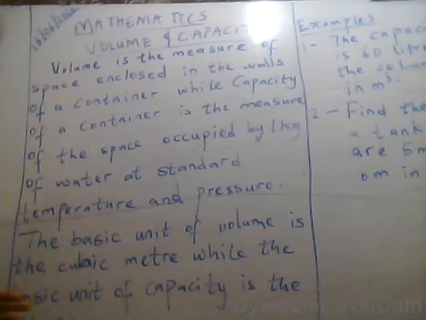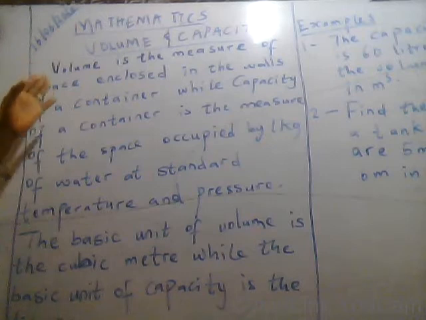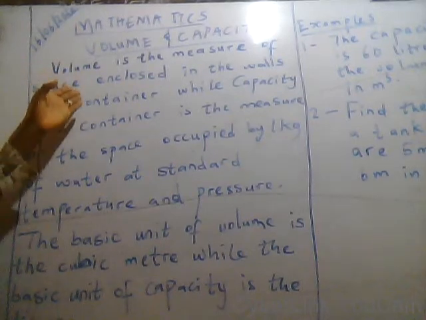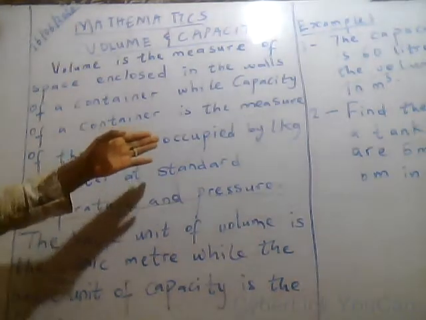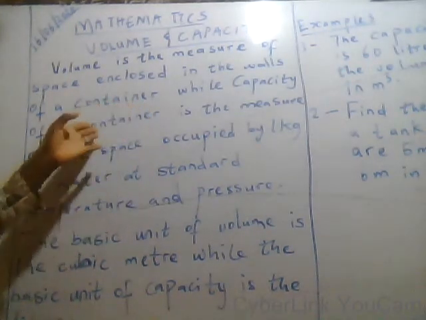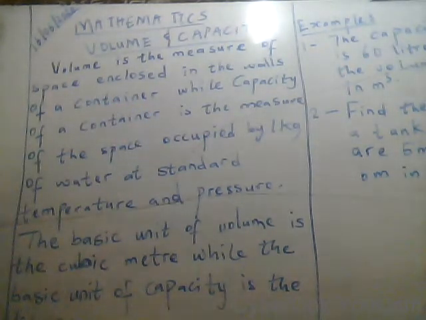Now look at the differences. The volume is the measure of space, while capacity is also a measure of space, but it is the measure of space of a container. Capacity is the measure of space of a container, but volume is the measure of space enclosed in the wall of a container. But the measure of that container is what we call capacity.